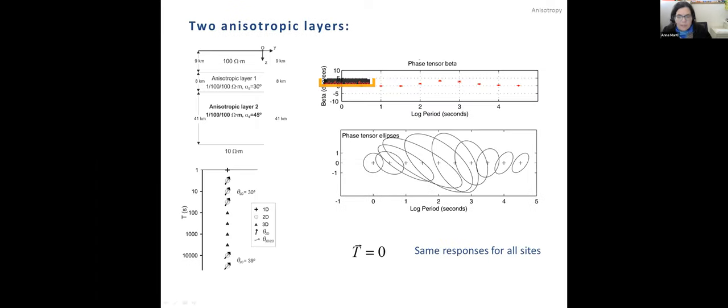If we have two anisotropic layers, this gets more interesting, as here I put the WALDIM results. We have 1D for the layer without anisotropy, then 2D for the first layer of anisotropy, but once we get to the second layer, we have a mix of 3D dimensionality, and then 2D again. The phase tensor results give us similar results, which look like 2D, but the skew beta is high at middle periods, which would be consistent with these 3D cases.